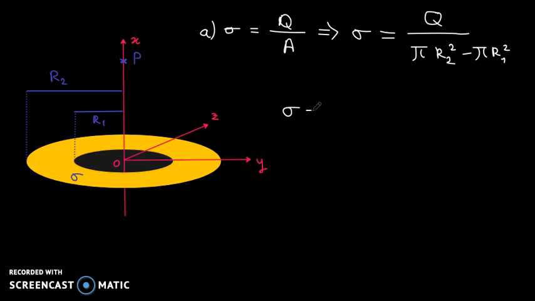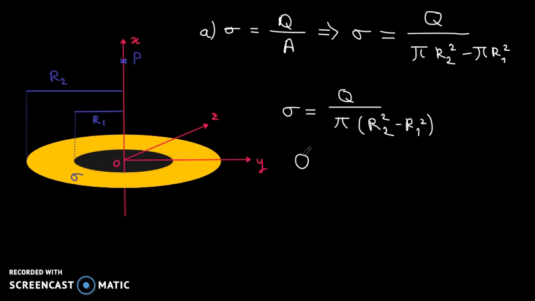Let's simplify the denominator to make it look a little simpler. Factor out the common term pi. So sigma is equal to Q divided by pi in parentheses R2 squared minus R1 squared. I'm looking for capital Q, so let me rearrange this equation and isolate Q. Multiply both sides by the denominator basically.